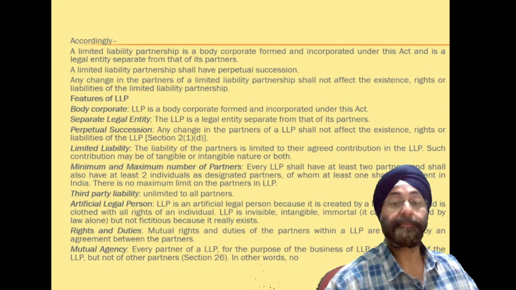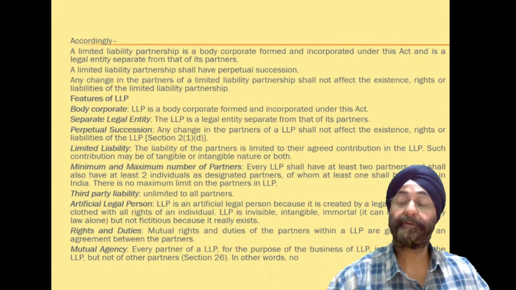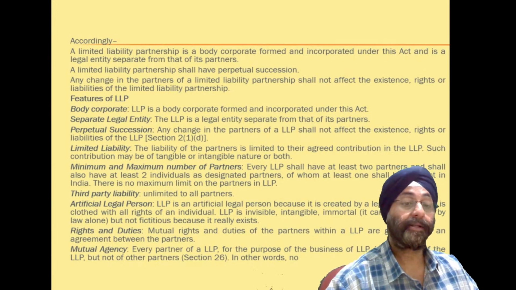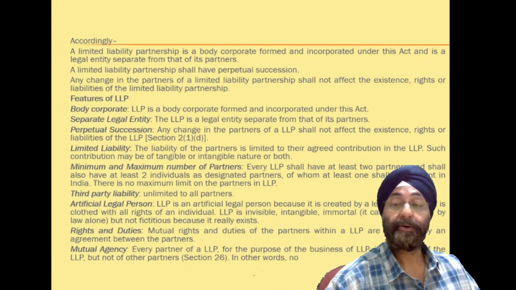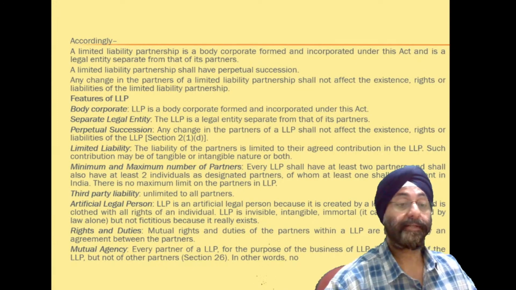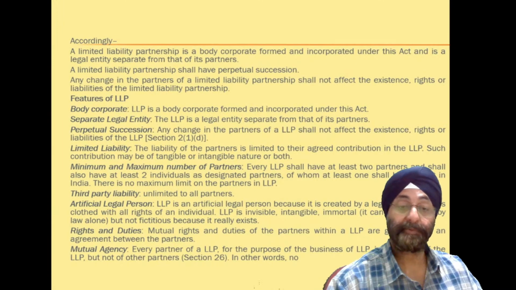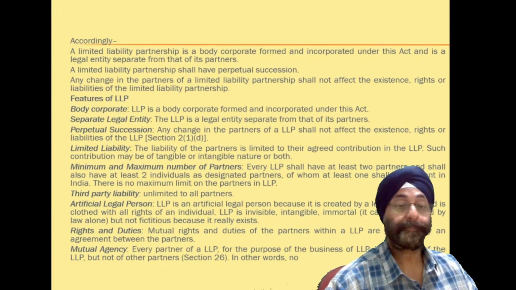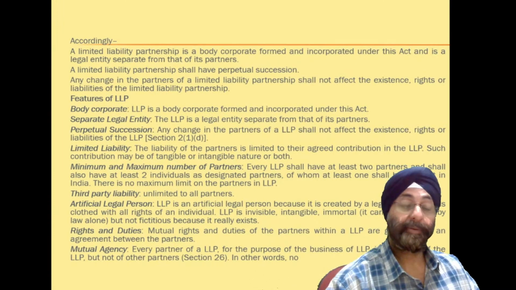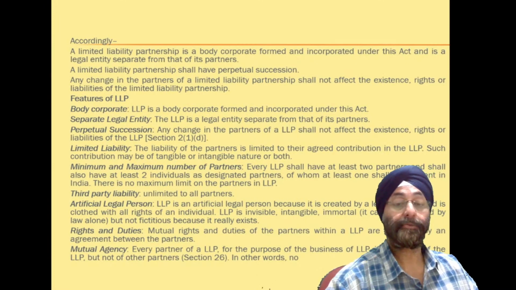Minimum and maximum number of partners. Every LLP shall have at least two partners and shall also have at least two individuals as designated partners, of whom at least one shall be resident in India. There shall be no maximum limit on the partners of an LLP. Third party liabilities: unlimited for all partners.